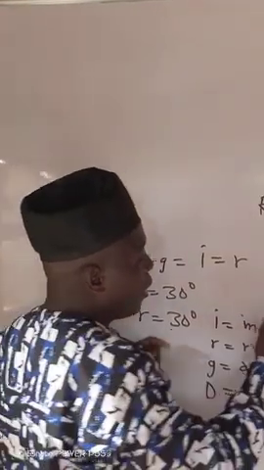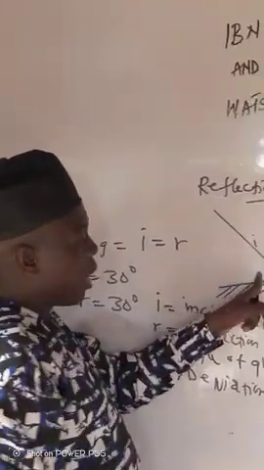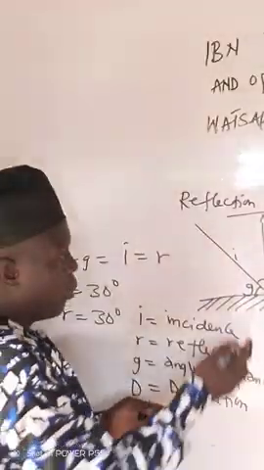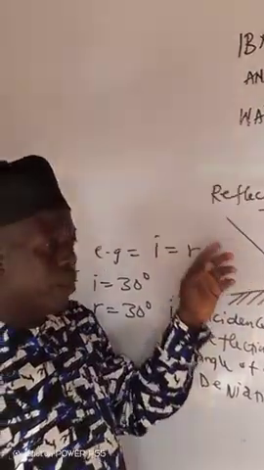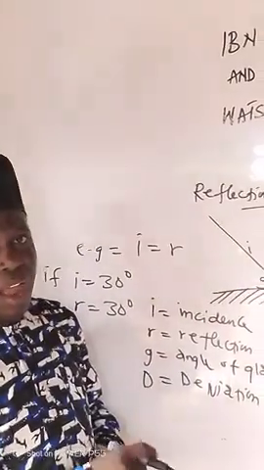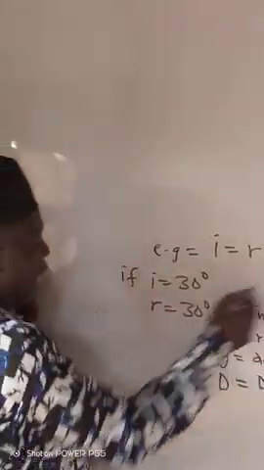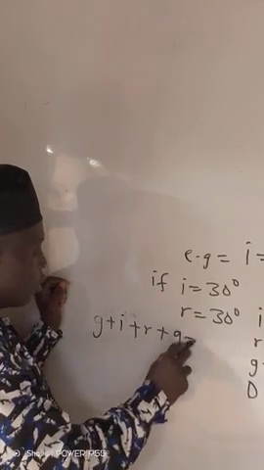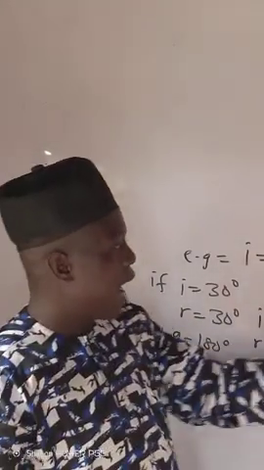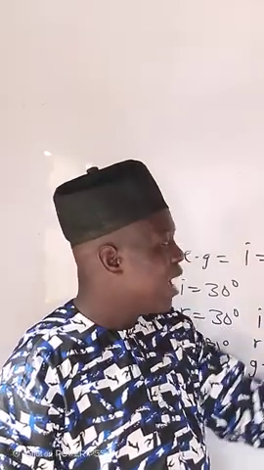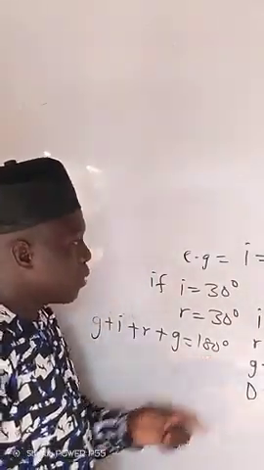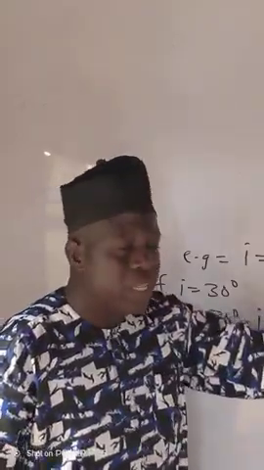Are you getting me? If a question is given and the person asks us to calculate the angle of glance, the angle here is 90 degrees. Then we just need to subtract what we are given from 90 degrees. That will be the angle of glance. That is why, to calculate the angle of glance, we can have G plus I plus R plus G is equal to 180 degrees, because they all lie on the same line. The angle on a straight line is 180 degrees. It means that everything here is equal to 180 degrees.